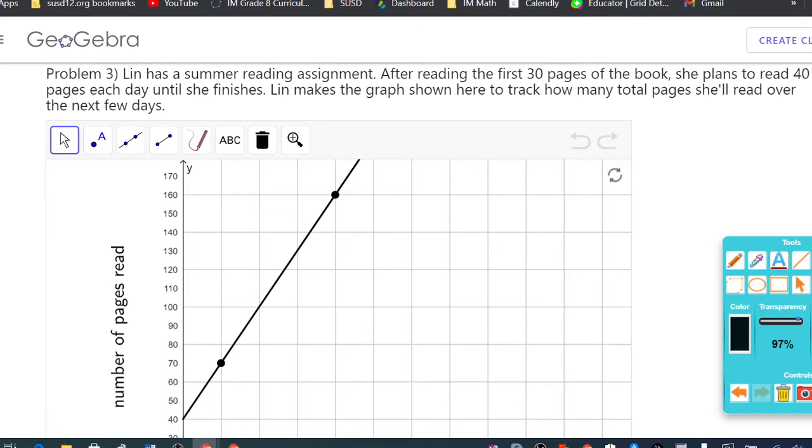Problem 3. Lynn has a summer reading assignment. After reading the first 30 pages of the book, she plans to read 40 pages each day until she finishes. Lynn makes a graph, shown here, to track how many total pages she'll read over the next few days. Okay, take a look at the graph.